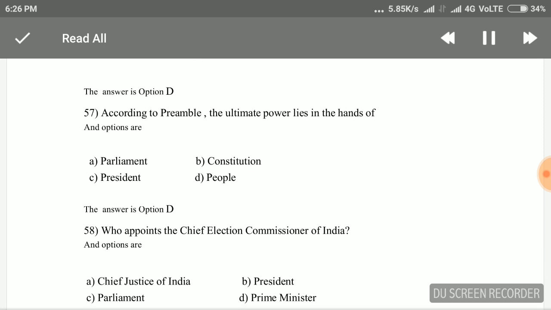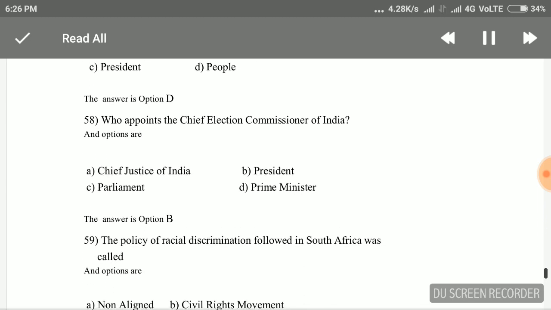58. Who appoints the Chief Election Commissioner of India? And options are A. Chief Justice of India, B. President, C. Parliament, D. Prime Minister. The answer is option B.